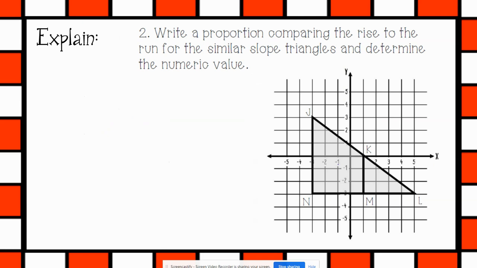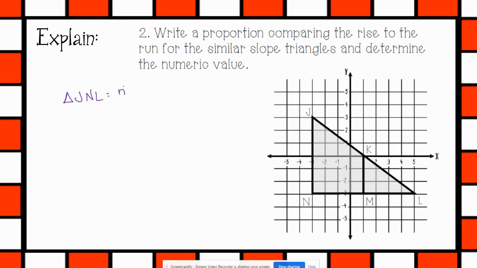Number 2, write a proportion comparing the rise to the run for the similar slope triangles and determine the numeric values. Well, when you look at this, it looks like you don't have two triangles, but you actually do. So you have the first triangle, which is the large triangle that you see, and that is triangle JNL. Well, the slope is going to be this line that goes from J to L. So let's figure out what that would be.